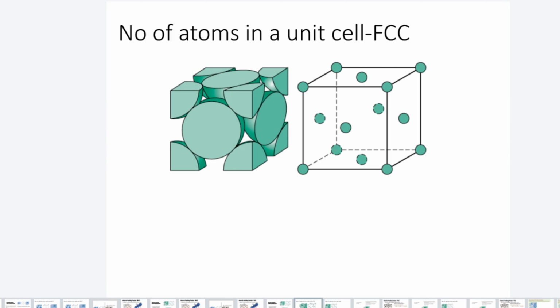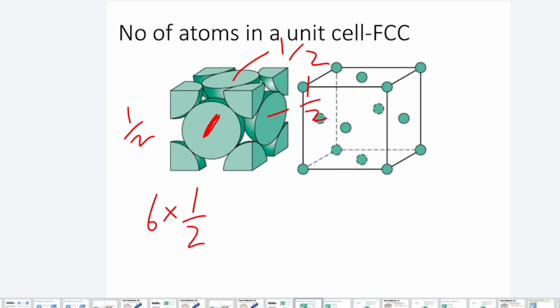Six and 1. Okay, so how 6? This is half atom, half, right? 1 over 2. This is 1 over 2. This is 1 over 2. And again, on every face, we have 1 over 2. So how many faces are there? 6. So 6 multiplied by 1 over 2.